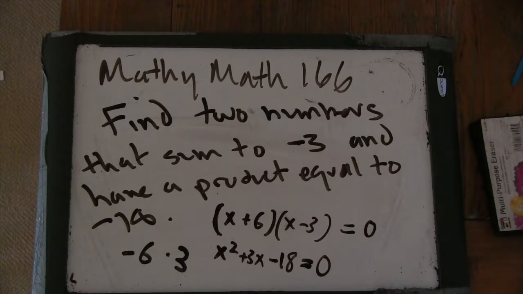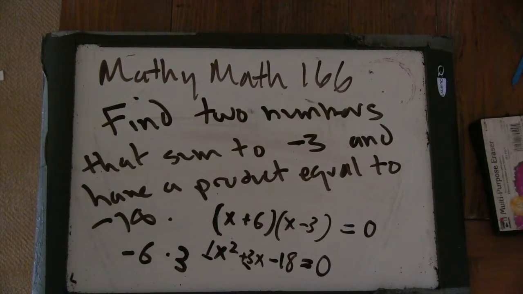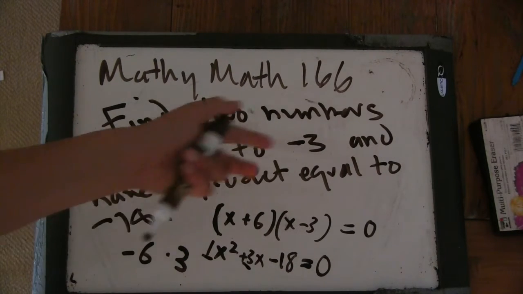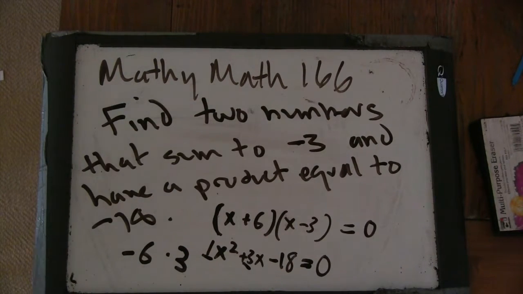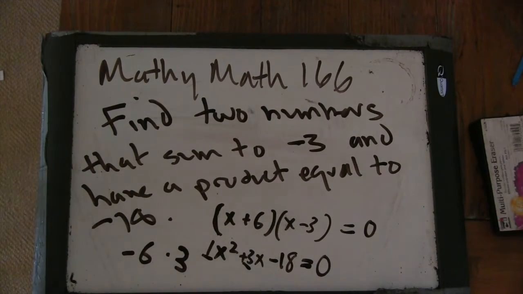And how do the numbers in the quadratic equation, the coefficients 1, 3, and minus 18, relate to our sums and products of roots? So the sum of our roots is negative this number over this number. And that's what we got, negative 3 over 1. And the product is this number over this number. Minus 18 over 1. So, that's how they relate.